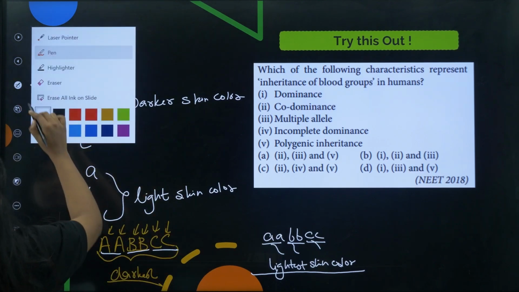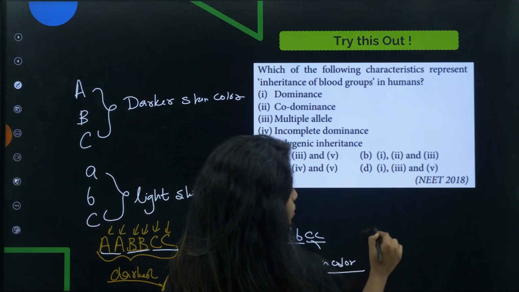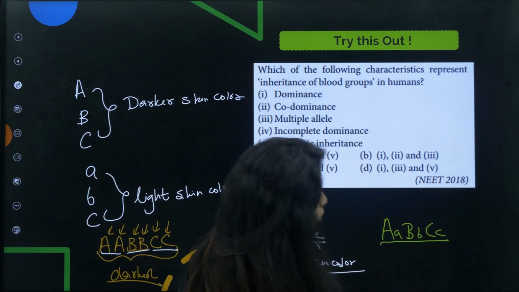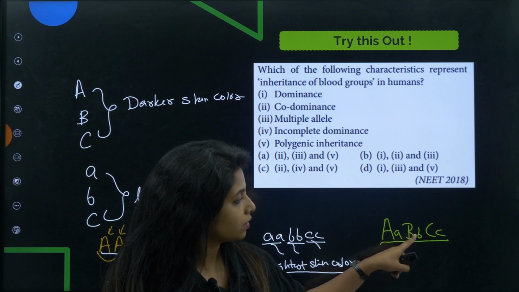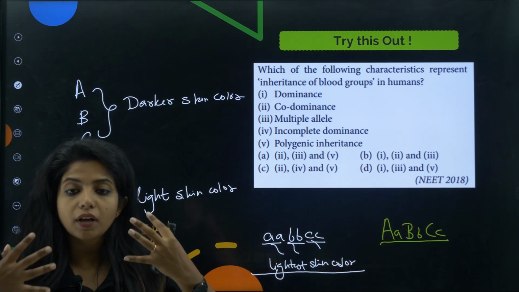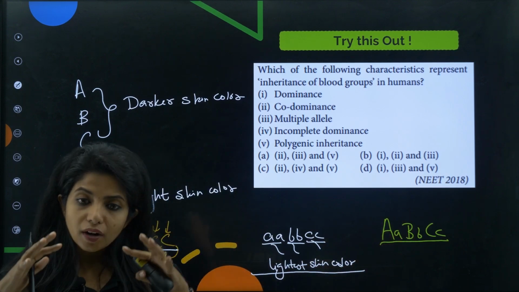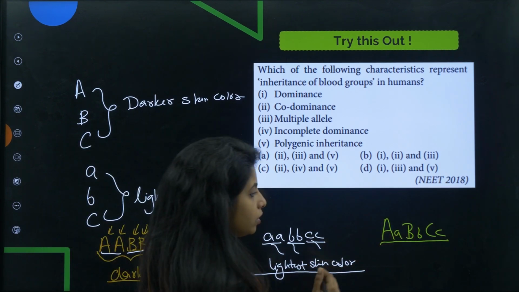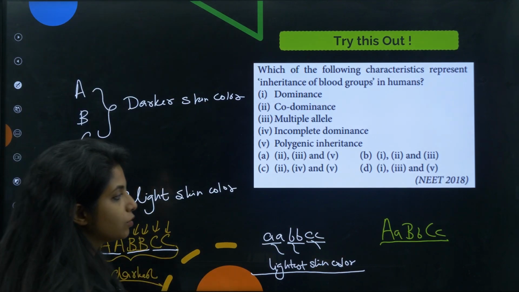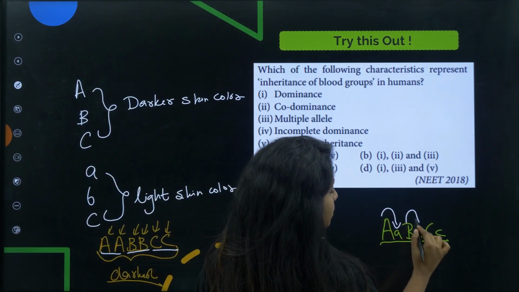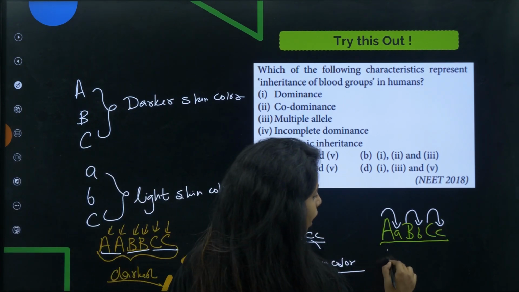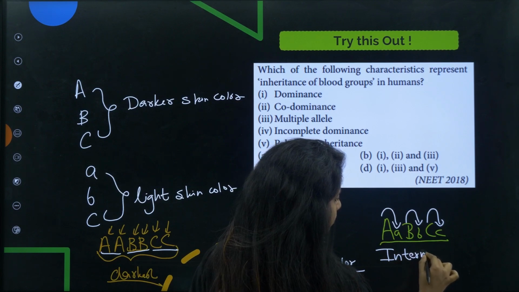Now, what about that situation where it is Aa, Bb and Cc? What happens over here? There is a capital one, a capital one, a capital one, and there are small ones, small ones, small ones. So, capital ones are responsible for darker shade. The smaller ones are responsible for lighter shade. So, now what, children? They will show incomplete dominance. So, here is an example: skin is an example of incomplete dominance. So, this will be incompletely dominant over this. This will be incompletely dominant over this. This will be incompletely dominant over this. So, the color shade will be what, children? Intermediate.